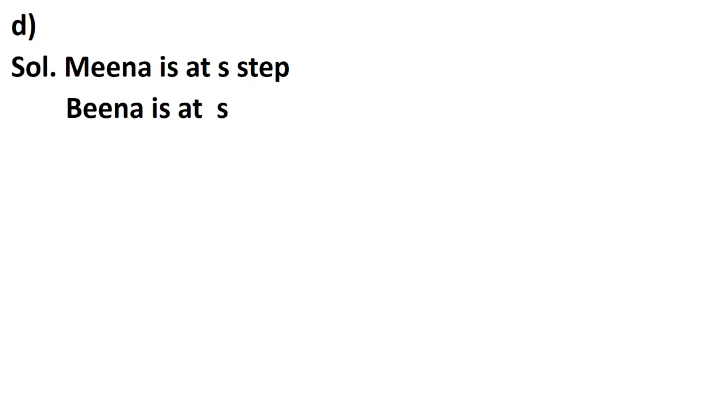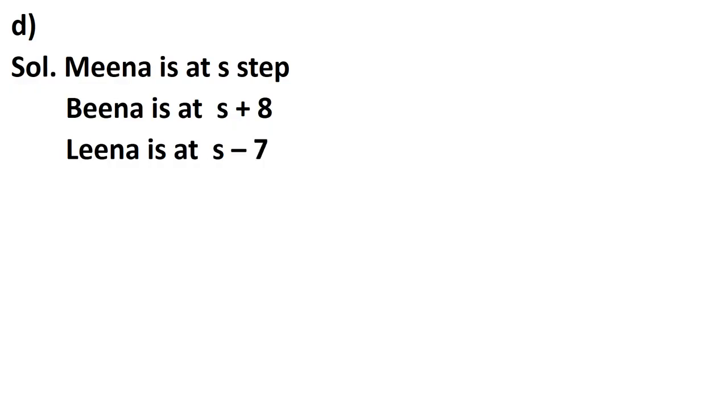D part. Meena, Beena and Leena are climbing on the hilltop. Meena is at step s. So see, Meena is at s step. Beena is 8 steps ahead. So if Meena is at s, Beena is s plus 8. Because she is 8 steps ahead. And Leena is 7 steps behind. So she is s minus 7.